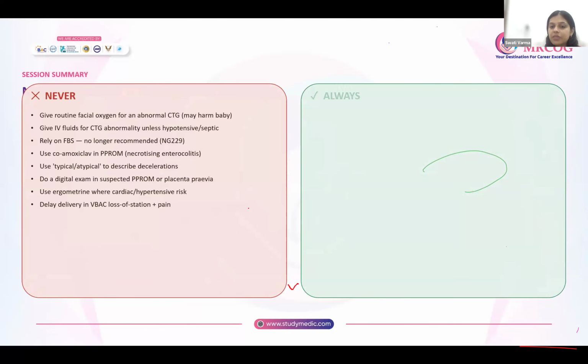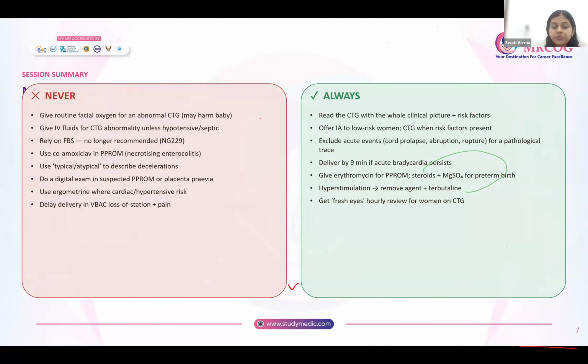Then some never versus always points. Never give routine facial oxygen for an abnormal CTG. It may harm the baby. Never give IV fluids for CTG abnormality unless she is hypotensive or septic. Don't give empirically to all. This is a conservative measure, so I'll start IV fluids for all? No. Rely on FBS? No longer recommended. Don't rely.